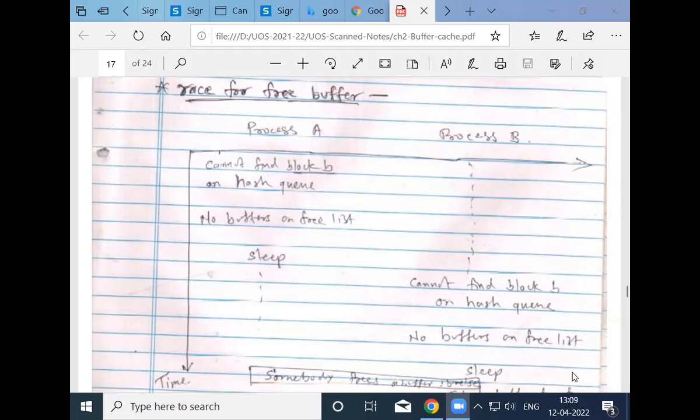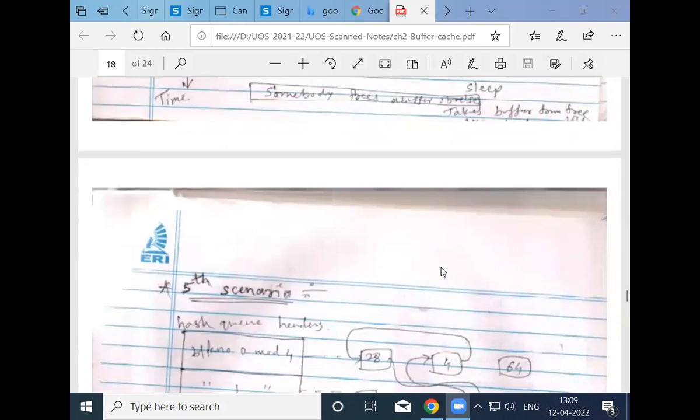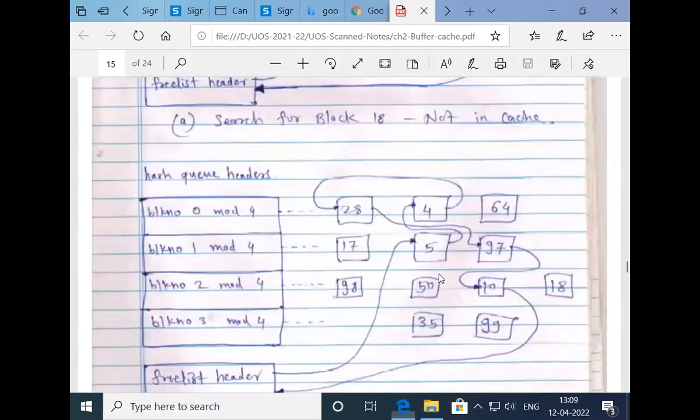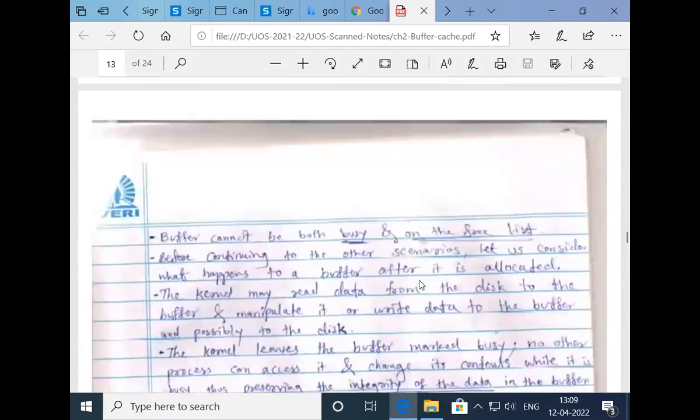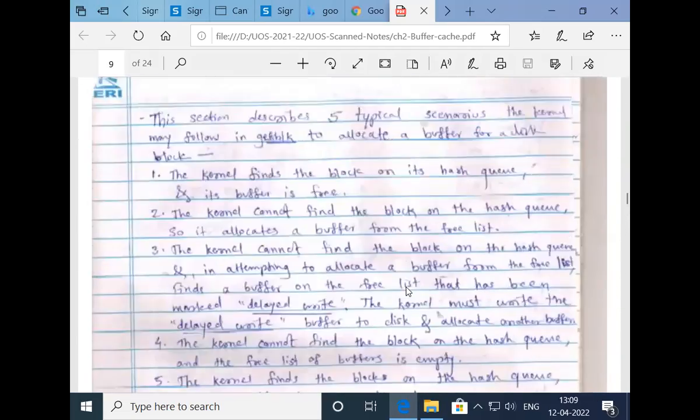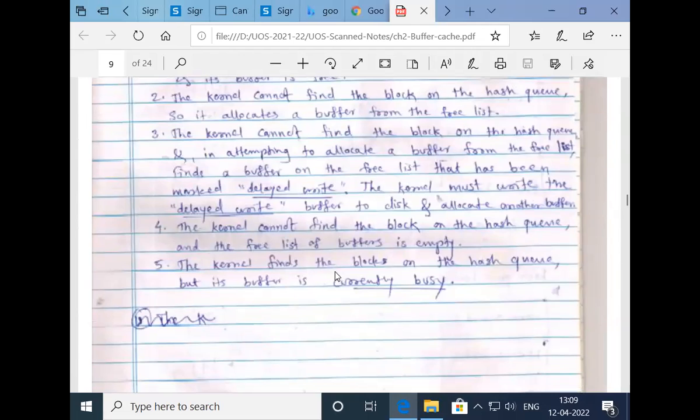Yes, students, is it over? Yes. Okay, so can we proceed to the fifth scenario? Okay, so fifth scenario is also like fourth scenario. So what is fifth scenario? Just note it down. The statement of fifth scenario, it is there with you. I'm just taking the help of back pages. So fifth scenario, the kernel finds the block on the hash queue, but its buffer is currently busy.